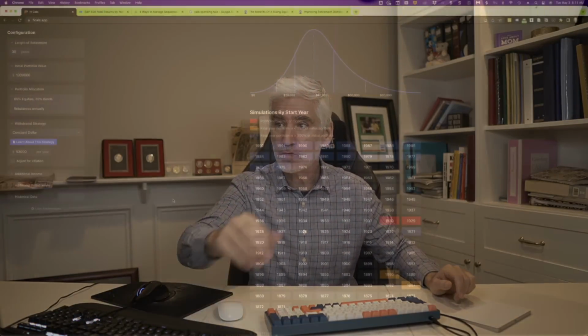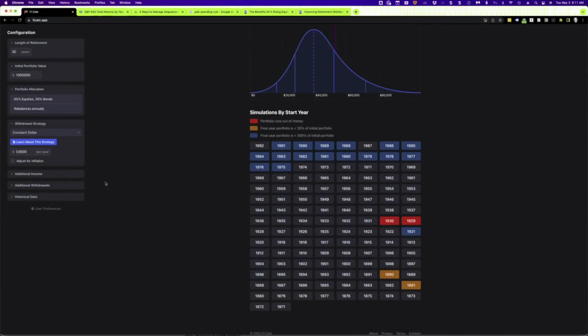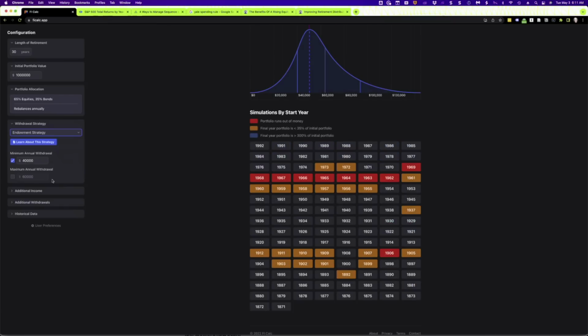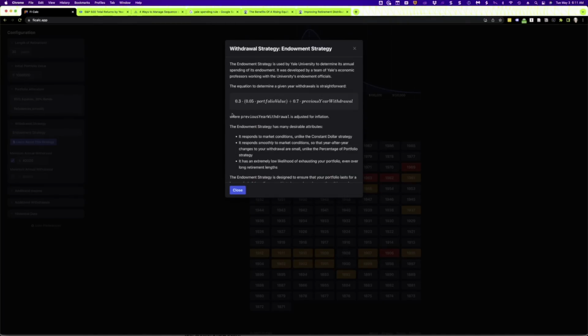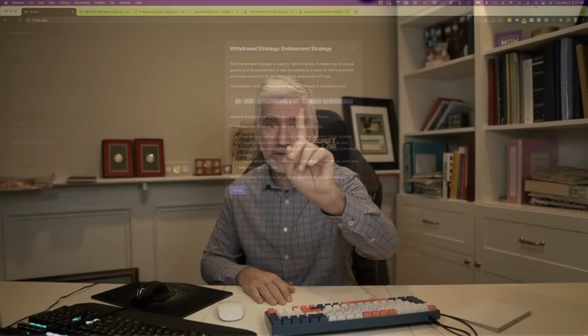So that's one approach, and you could do more research on the Yale spending rule to get a sense of that. And by the way, this particular tool does model the Yale spending rule, and it's called the endowment strategy. And so you could look at that here, and if you click this button here, you'll get a description of it. And in fact, this formula, which looks intimidating, but trust me, it's not, is basically what I just described. All right, that's the first dynamic spending rule.